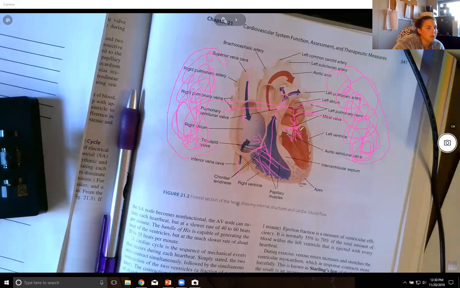And in that process, the blood is then ejected. It goes up through the aorta, through the aortic arch, and all the way back down to the abdominal aorta down here. This would be the abdominal aorta.